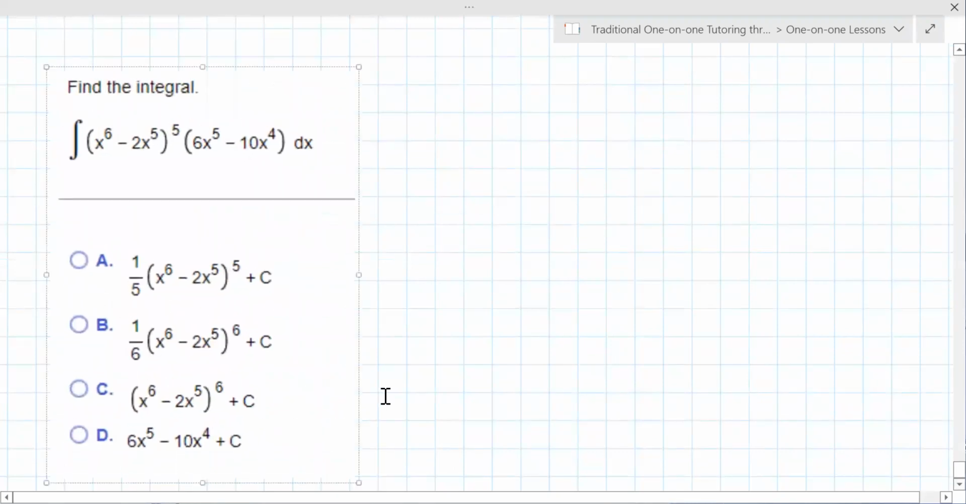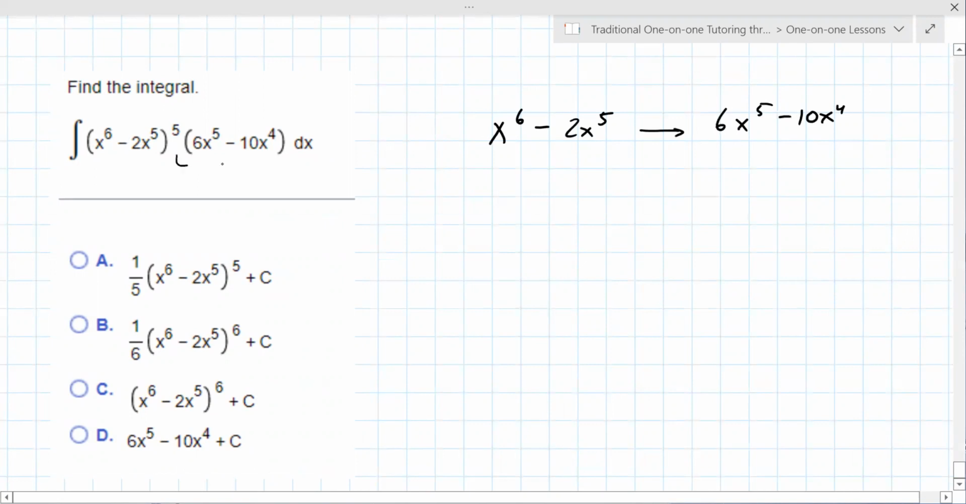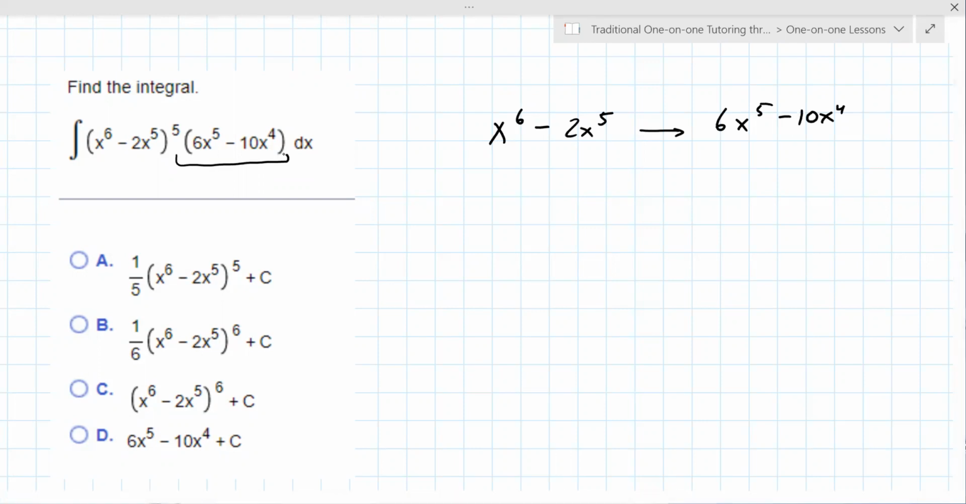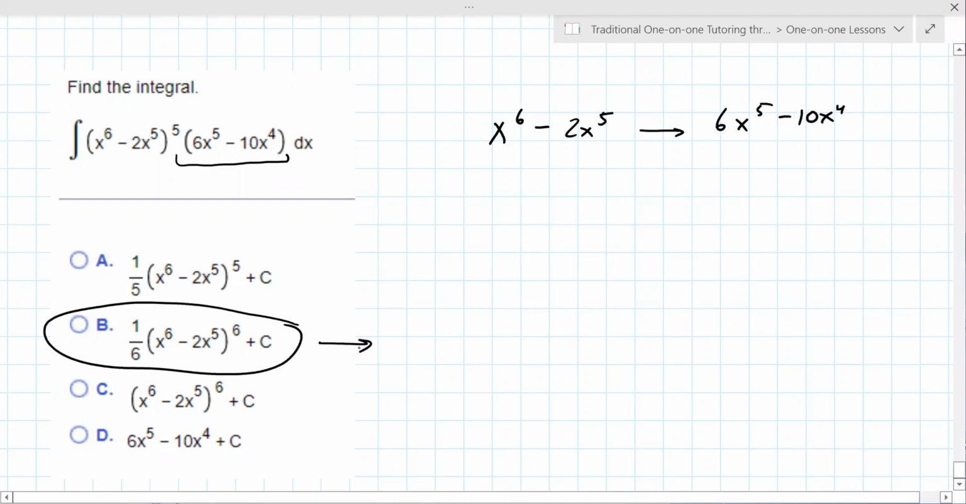All right, so let's find the integral that's given here. One of the things you might notice is the derivative of x to the 6 minus 2x to the 5th. The derivative of this is 6x to the 5th minus 10x to the 4th, which is this right here. And that really helps you to determine the answer. So I'm going to do this one backwards. I'm going to tell you the answer. We're going to take the derivative and see that it is this thing up here.